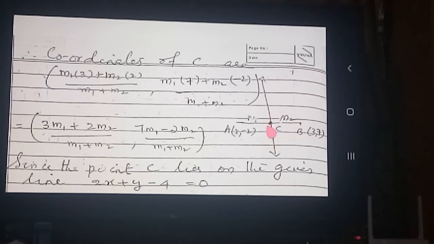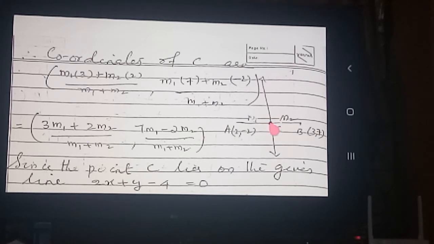The meaning is that C is a point on the line segment AB also. C is a point on the line L also. Which equation represents this line? 2x plus y minus 4 equal to 0. Clear? So, first we can find out the coordinates of C. By which formula? You yourself think. Which formula? Section formula. So, we can find out the coordinates of C by the section formula.